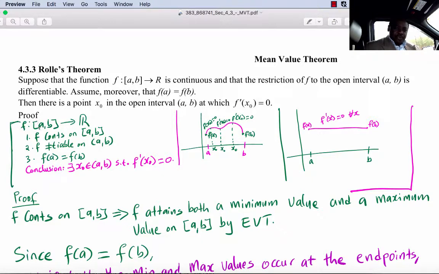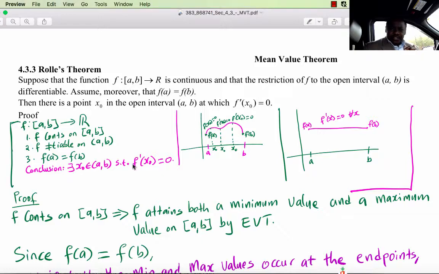f is a function from the closed bounded interval [a, b] to R. Number 1, f is continuous on the closed bounded interval. Number 2, f is differentiable on the open interval (a, b). Number 3, f(a) equals f(b). And the conclusion is that there exists a point x₀ in the open interval (a, b) such that the first derivative at the point x₀ is 0.